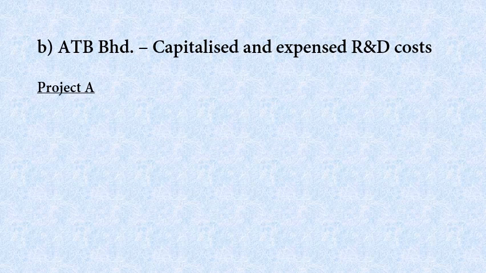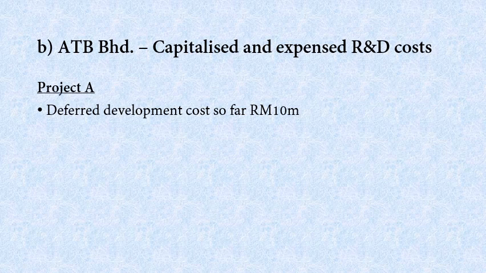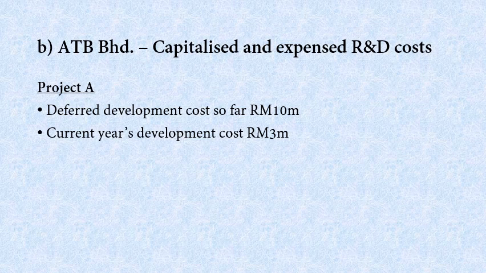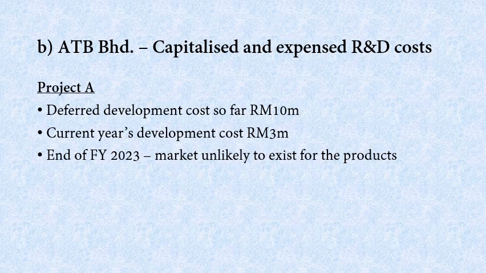For Project A, we know that it has a deferred development cost of 10 million from the prior year, and in the current year, there is an additional 3 million development cost incurred. Also, at the end of the current year of 2023, ATB Berhad believes that the market for the products from the project is unlikely to exist.